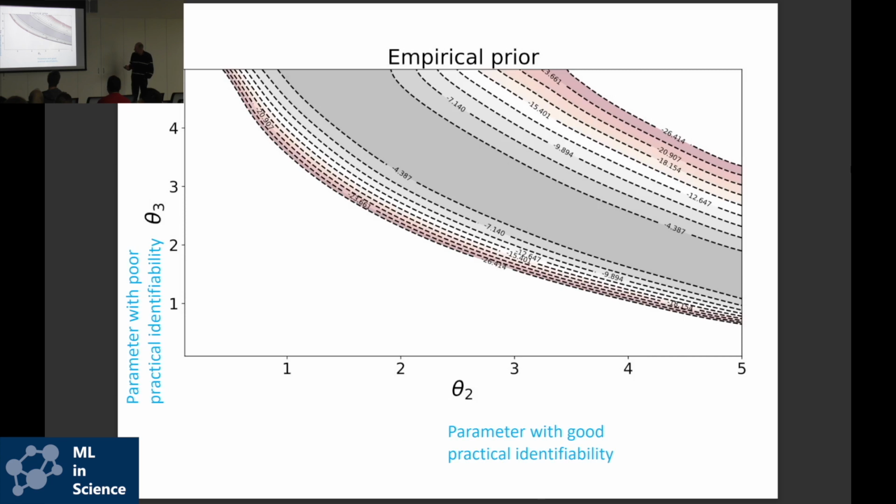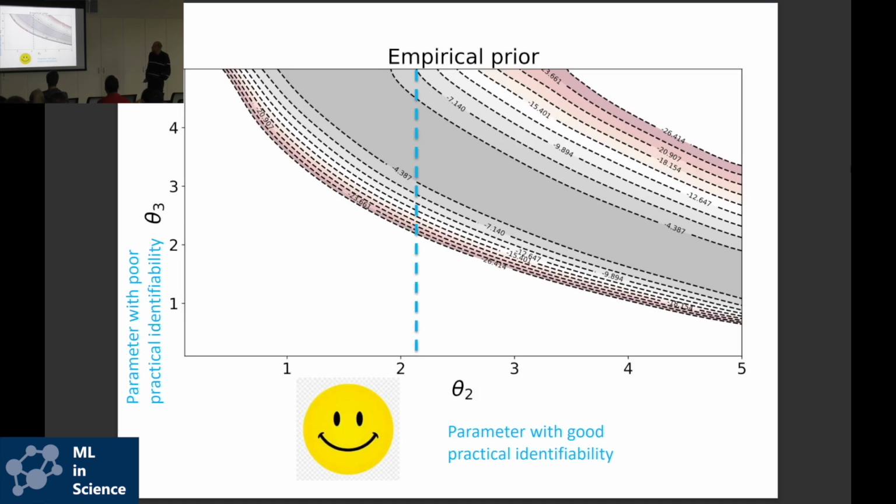And the nice thing is that now with this prior, we can use inference of the parameter theta2 to reduce the uncertainty of the parameter theta3. That is basically what we found in our study.